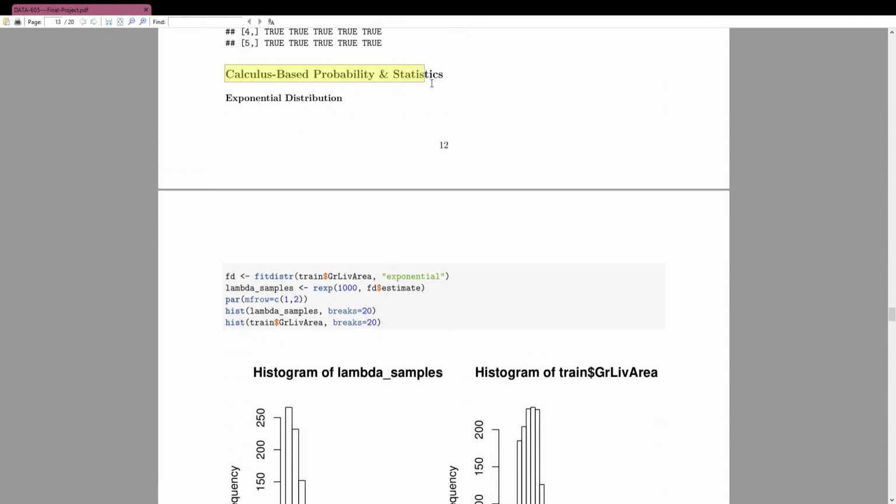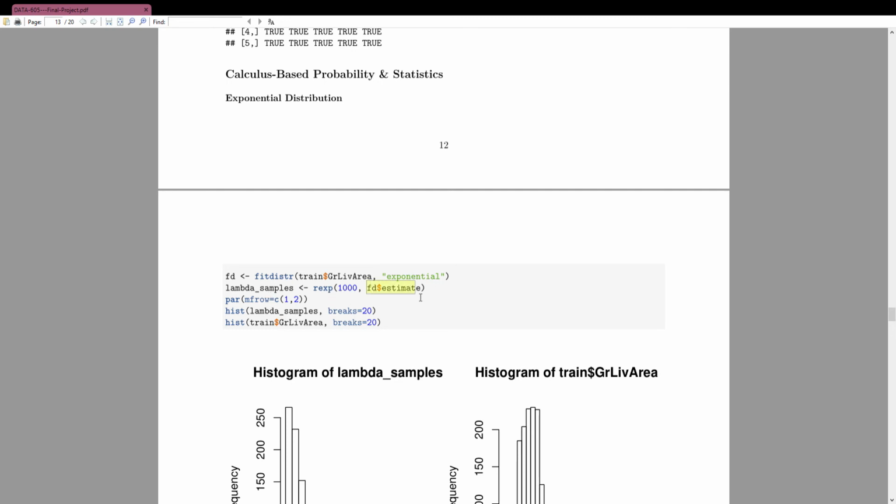Now, calculate space probability and statistics. So we are going to create an exponential distribution using our greater living area training data. So we do this by using the fit_dist function from the mass library, and we call the parameter exponential because it's an exponential distribution. This gives us this object FD. From FD, we can call the optimal lambda value, which is FD estimate.